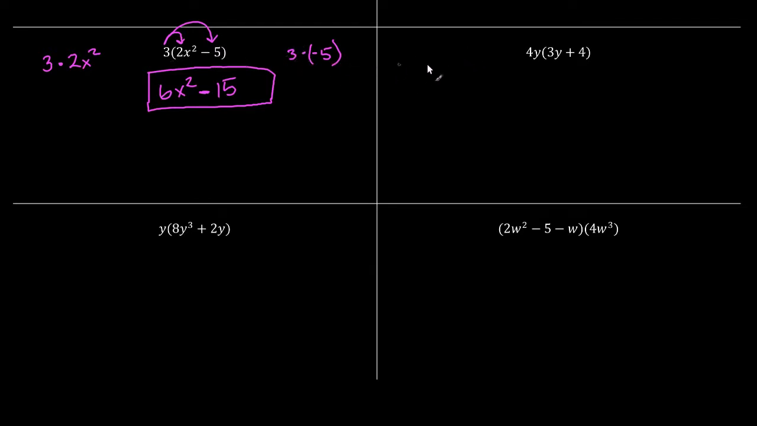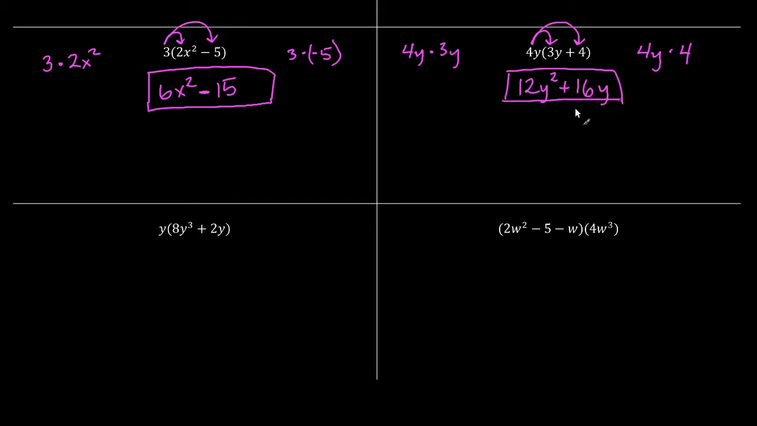But they're useful. So positive times a positive, 4y times 3y. So 4 times 3 is 12. Y times y is y to the second power. 4y times positive 4. 4 times 4 is positive 16. Positive times a positive is a positive. 4 times 4 is 16. Y times no more y's is y. Alright. So a positive times a positive again. Oh man, a lot of positives in here.